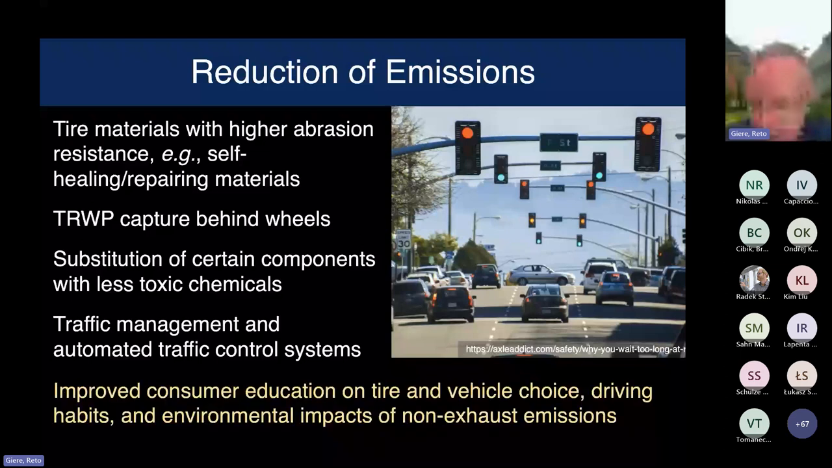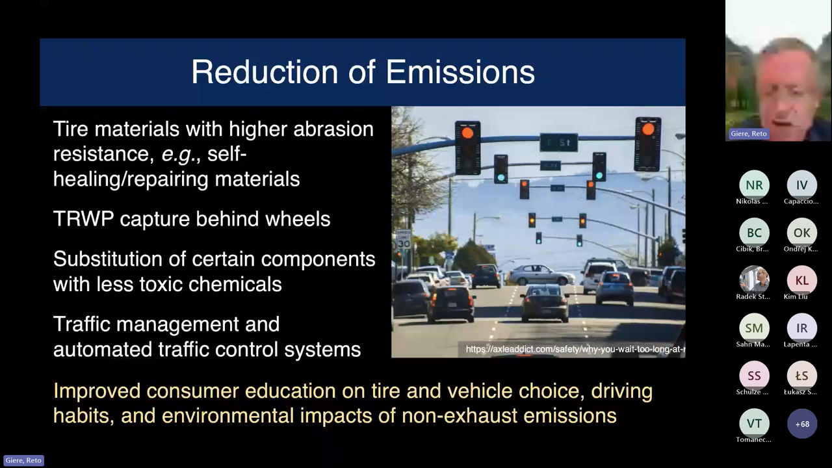Lastly, we also have another avenue that I think is very promising. It's consumer education. In particular, choosing tires that have a better abrasion resistance, vehicles that are lighter, so for example, fewer SUVs, change driving habits, so less aggressive driving, but try to keep constant speed, brake as little as possible, only when it's really necessary. And finally, also education in the environmental impacts of these non-exhaust emissions, which will not go away when we change the entire fleet to electric, for example. That will not disappear. So that's reduction of the emissions right at the source.